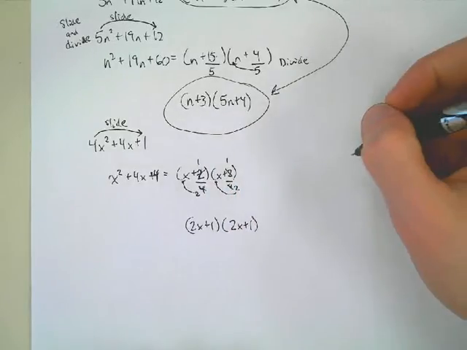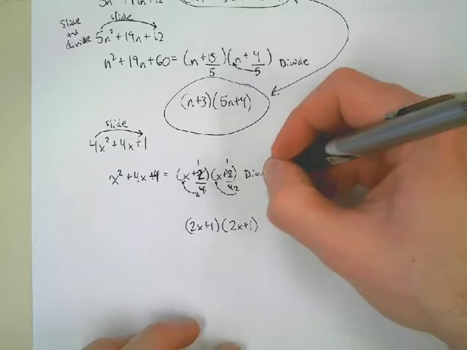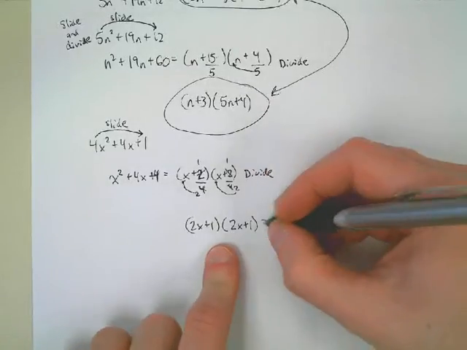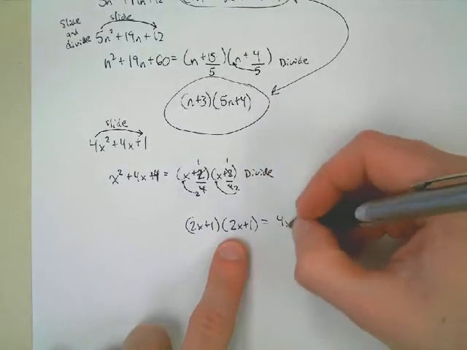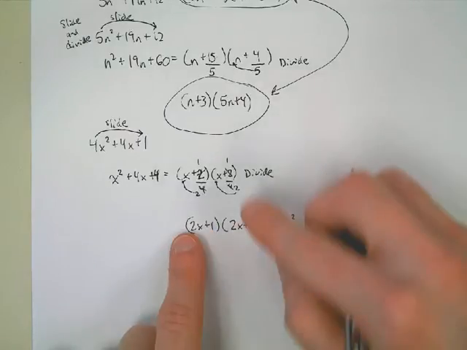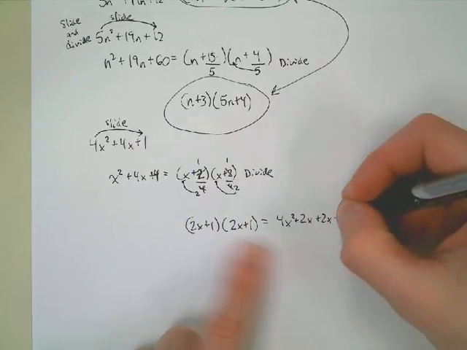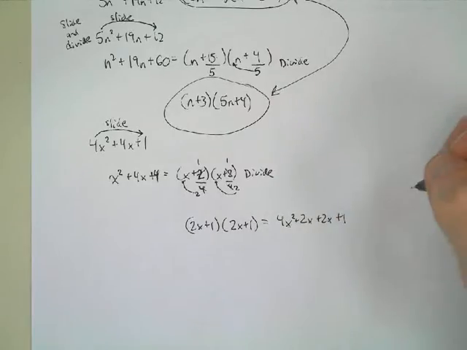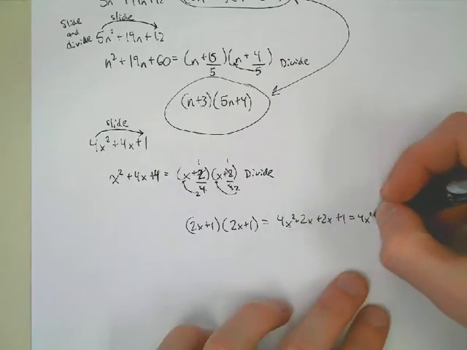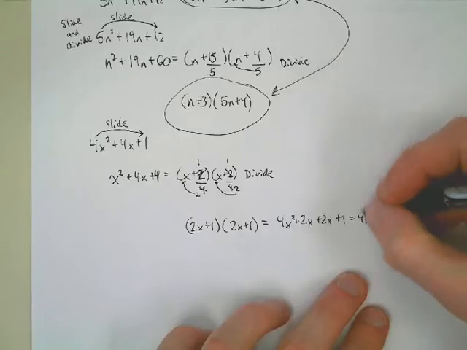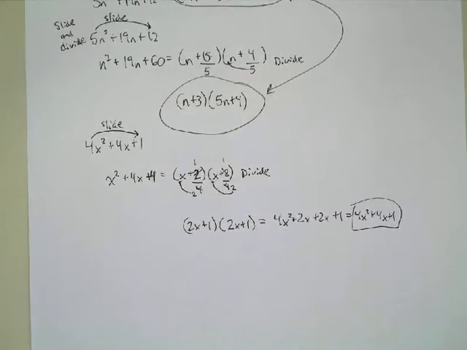And that works. And yeah, I'll show you here. I mean, it does in fact work. If you look here, 2x times 2x, 4x squared. 2x times the 1 plus another 2x times the 1. And then 1 times 1. So it does equal 4x squared plus 4x plus 1. Okay, that's slide and divide.